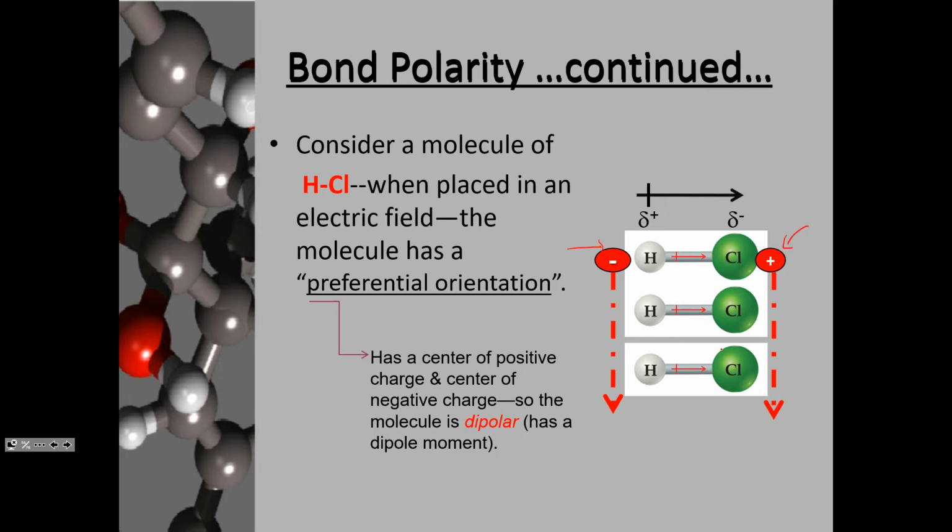And these red arrows here represent the electric field. Notice that the preferential orientation will have your less electronegative element get what we call a partially positive charge. And then the more electronegative element, in this case the chlorine, has a partially negative charge. So in an electric field, the partially negative part of the molecule would be lined up towards the positive electric field, and the hydrogen, which is partially positive, would be oriented towards the negative electric field.